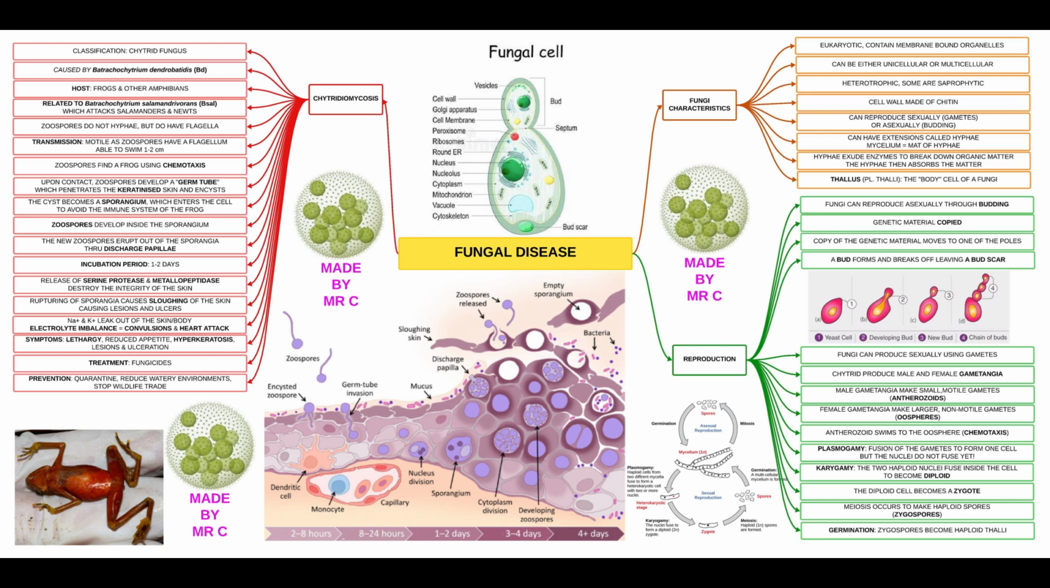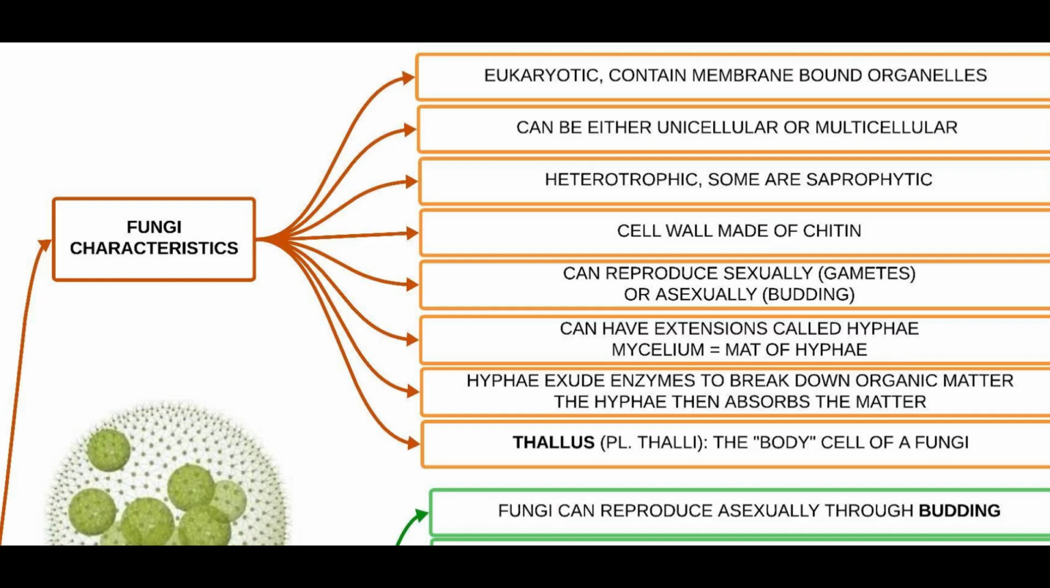First, we're going to look at the characteristics of a fungus. They are eukaryotic and they contain membrane-bound organelles. They can be either unicellular or multicellular. They are heterotrophic and some are saprophytic. Saprophytic means it feeds off dead matter.